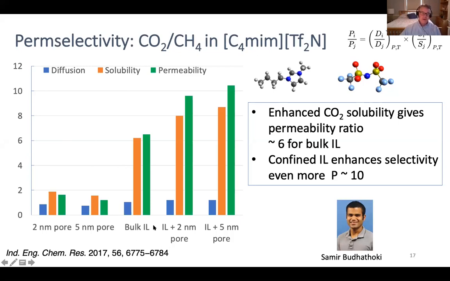Then what he did is he took a bulk ionic liquid, not confined in a slit pore. You see the diffusivity ratio is still about 1, but now the solubility ratio goes way up. So CO2 is much more soluble in an ionic liquid than methane is, 6 times as soluble. And so when you take the product of those, you find a permeability ratio now of about 6. He then put the ionic liquid in a 2 nanometer pore and a 5 nanometer pore, and he saw an even higher increase in the total permeability ratio, driven mostly by an increase in the solubility ratio under confinement. So CO2 is even a little bit more soluble relative to methane when you have a confined ionic liquid. So we're able to predict selectivity ratios of around 10 for this type of system.